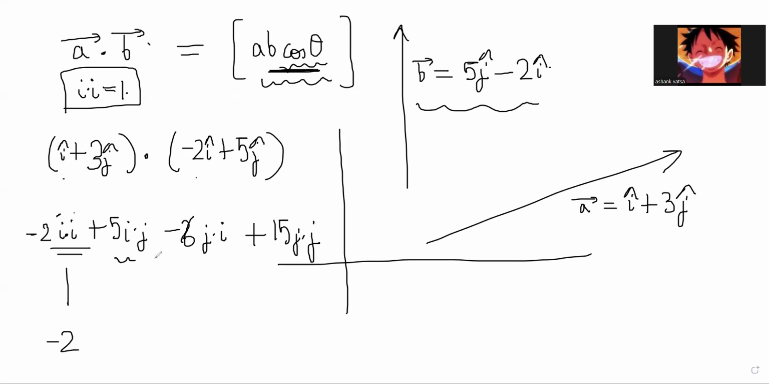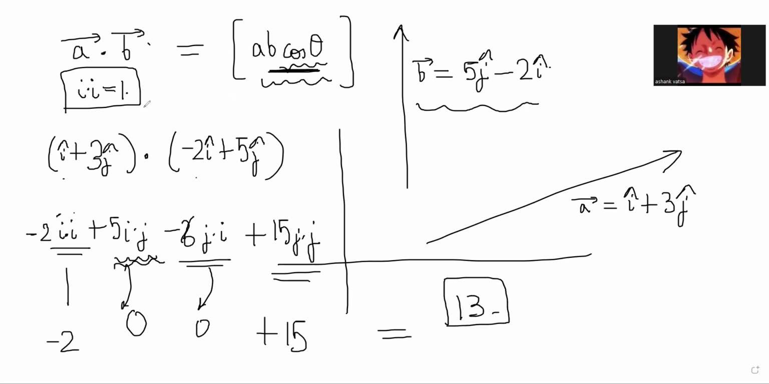It also tells us i dot j is 0 because the angle between i and j is 90, right? Yes, sir. So cos 90 is 0. So this term is vanishing. This term is also vanishing because j dot i is 0. And this term is plus 15. So the dot product is 13. So it is very easy to find the answer by doing the component method the way he has told you to. The reason this method is not used so much is because nobody will give you the angle.